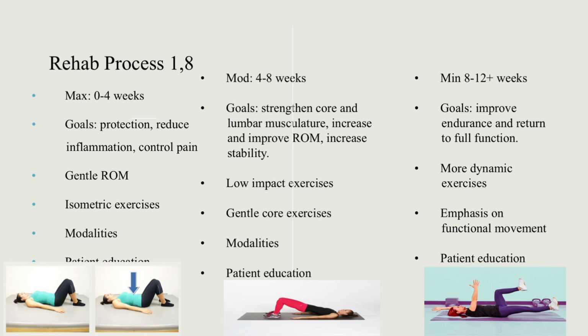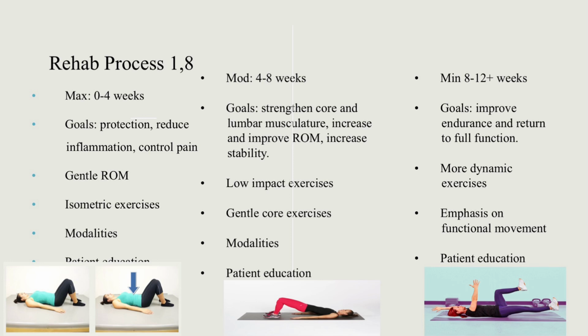For the moderate protection phase, which lasts 4 to 8 weeks, the goals are to strengthen the lumbar and core muscles, make improvement in range of motion, and increase spinal stability. The rehab process would include activities that will not place a lot of stress on the lumbar region, such as low impact cardiovascular exercises like walking or the stationary bike. It would include strengthening and stabilization exercises for the glutes, core, and lower back, as you see the bridge right there. And again, modalities lead to decreased inflammation and managed pain.